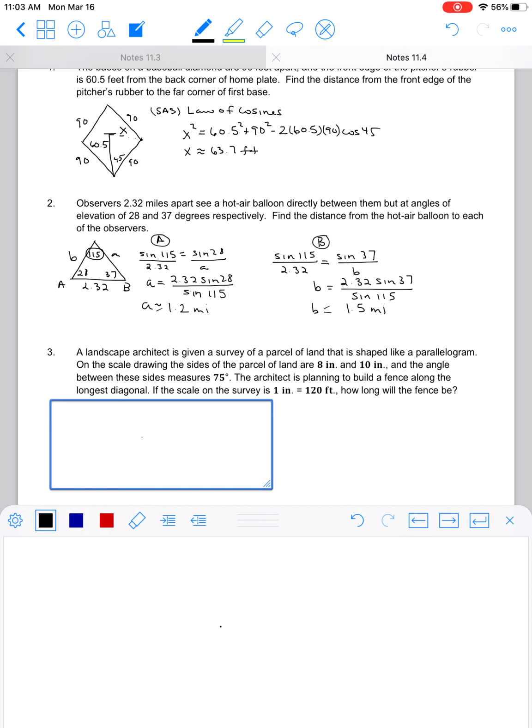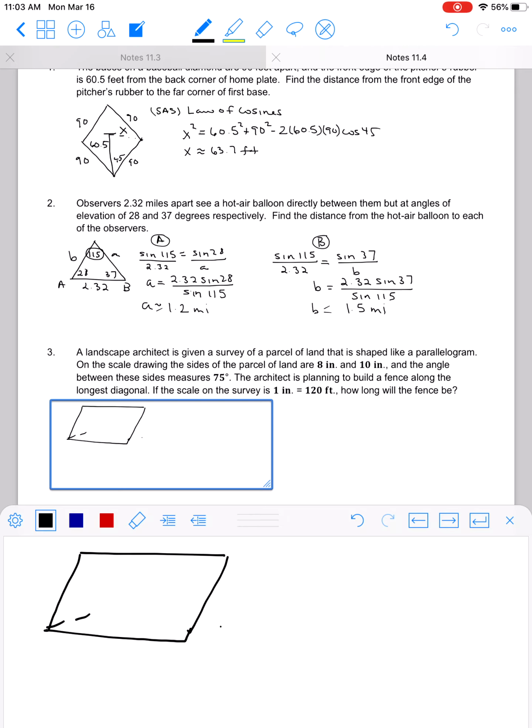Okay. So it's shaped like a parallelogram. Pictures are huge, guys. You've got to draw them. Even if you draw badly like me, you've got to see them. And it says the sides on a piece of land are 8 inches and 10 inches, and the angle between those sides measures 75. And we're looking at the angle between the measures, 75. And the architect is going to build a fence along the diagonal.